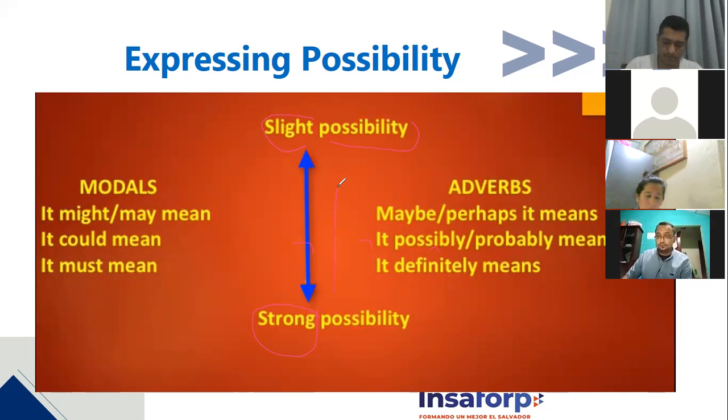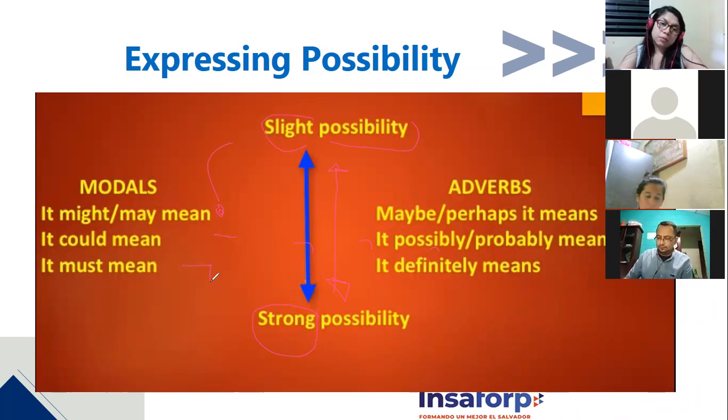And this is an arrow indicating, right? If we have this diagram, we have might here, so that means that the possibility is slight. Could is like here, but must is a strong possibility, okay? So if I say must, that means that this is something that is going to happen, like mandatory. And let's take a look at the other side. We have adverbs: maybe, little possibility. Probably, possibly, getting to the strong possibility. And when we say definitely, it means that something is going to happen. This diagram is only indicating how possible something is to happen, okay?